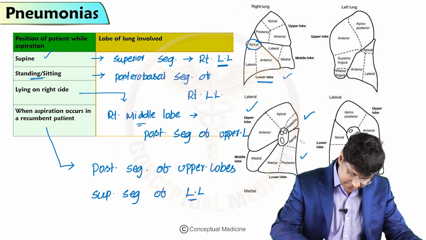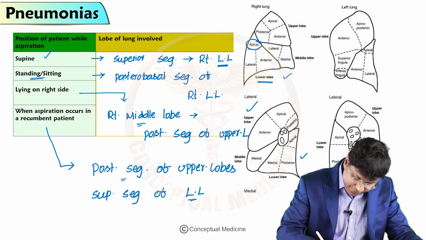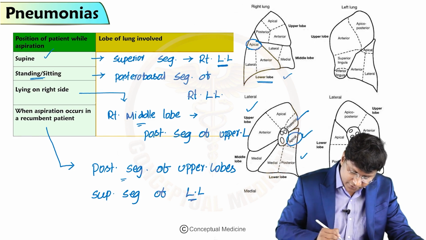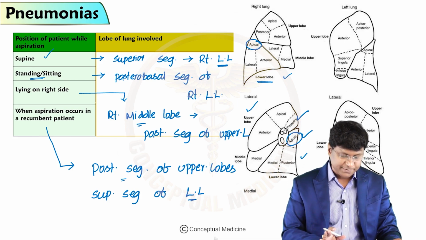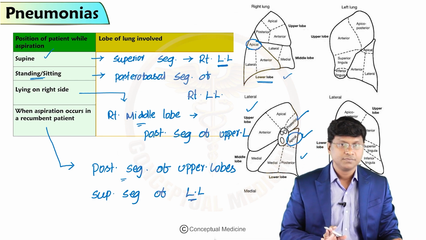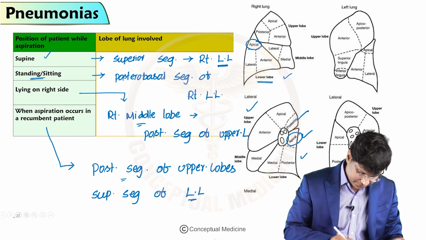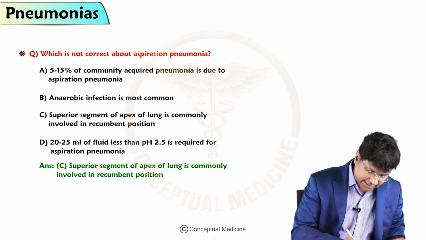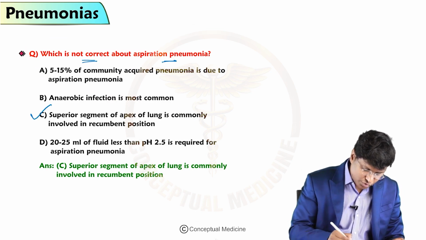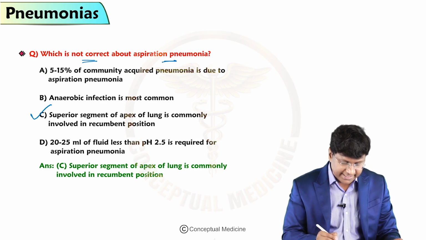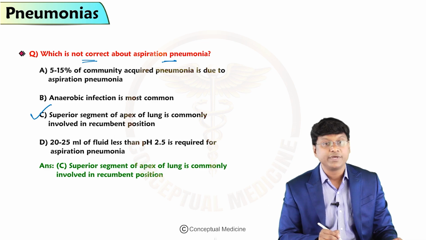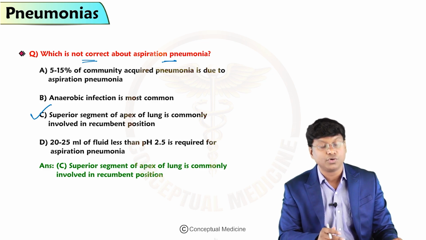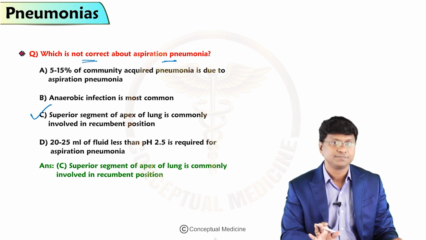So if you observe here, this is the posterior segment of the upper lobe, and this is the superior segment of the lower lobe. These are affected when the aspiration occurs in the recumbent position. So going back to the question now, which is not correct about aspiration pneumonia? Superior segment of the apex of the lung is commonly involved in recumbent position is a wrong statement. In recumbent position, it is the posterior segment of the upper lobe and superior segment of the lower lobe that are most commonly involved lung sites.